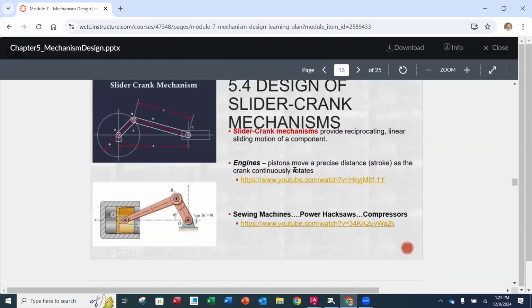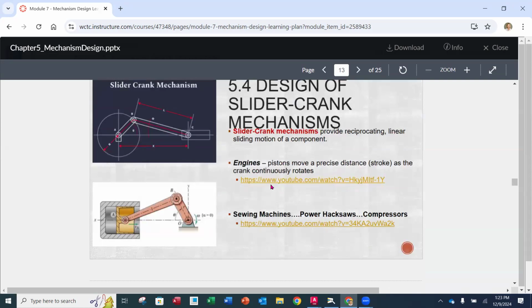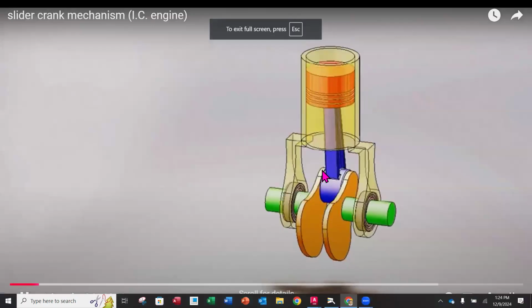Okay. So the next thing we're going to be looking at is slider crank mechanism design. So slider crank mechanisms, we've hit them along the way in a lot of different applications. Very classic example is going to be a piston connecting rod in an engine. So let's take a quick look at the YouTube video I have out here of this one.